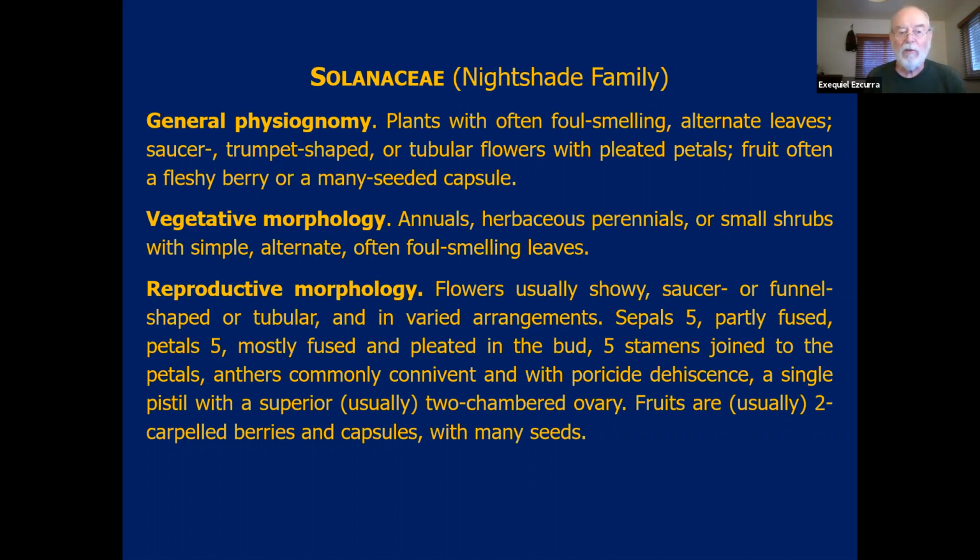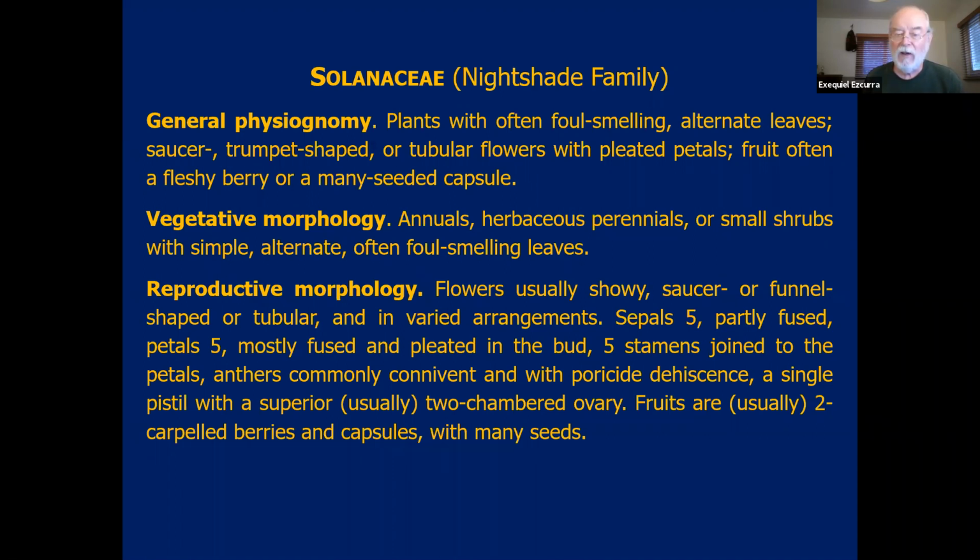The vegetative morphology is annuals, herbaceous plants or small shrubs with simple alternate leaves and very often foul-smelling. Most of the plants in the Solanaceae, as we will see in a few minutes, are foul-smelling. They contain toxics that they use to deter herbivores from eating the plants. The reproductive morphology, the flowers are usually showy with saucer or funnel shaped, sometimes tubular corollas, and in varied arrangements.